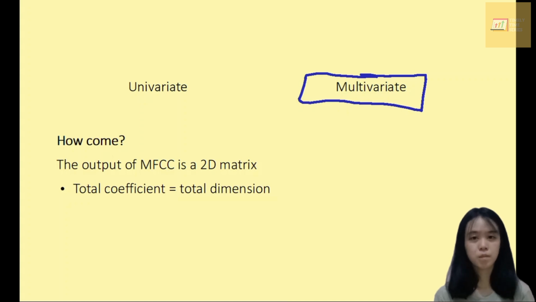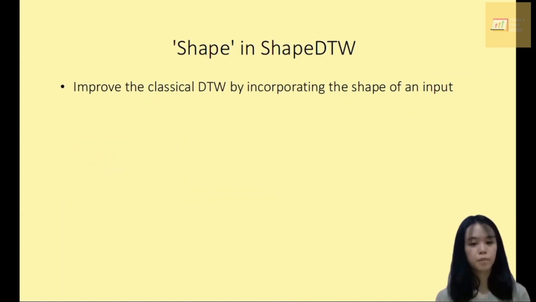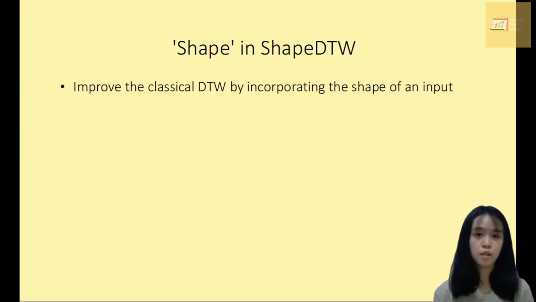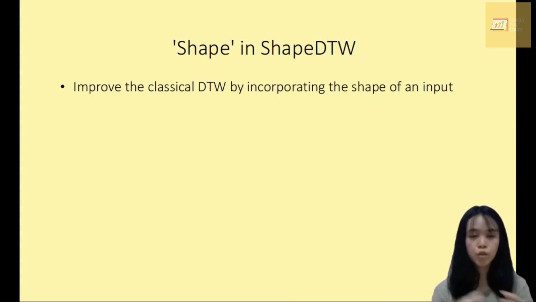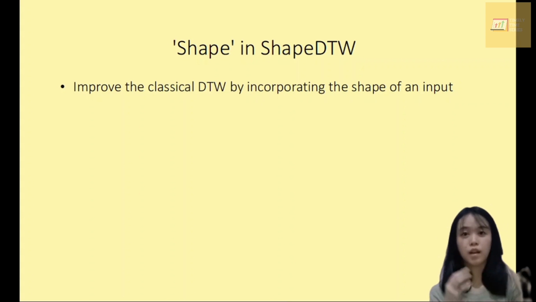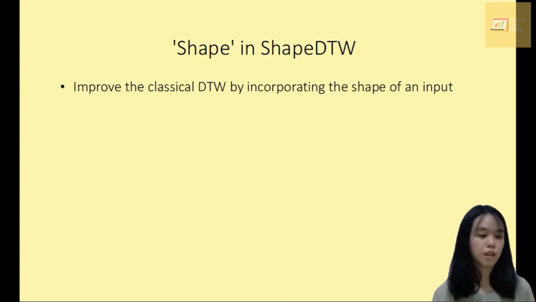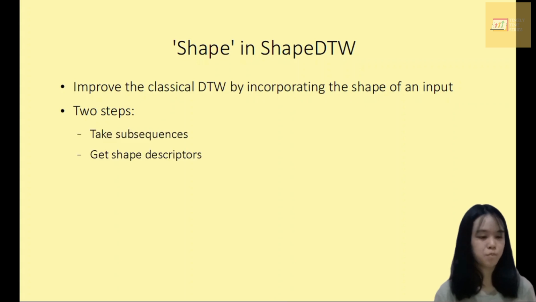I will illustrate ShapeDTW using univariate time series first, and then later we can see how we can extend it to multivariate time series. Okay, now let's look at more detail of the shape in ShapeDTW. So basically, ShapeDTW's main goal is to improve the classical DTW by incorporating the shape. And so they try to align the sequences by looking at the shape first. More concretely, they do that by 2 steps. Actually, we already see this previously.